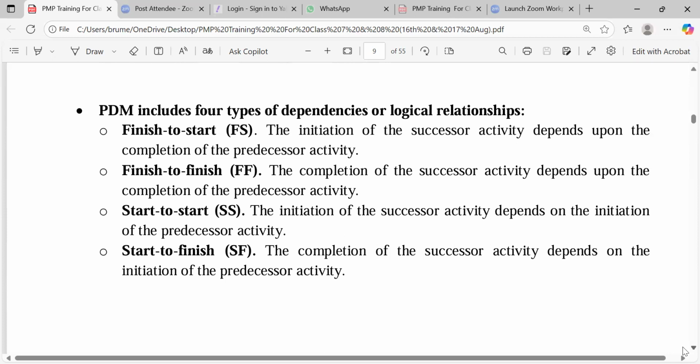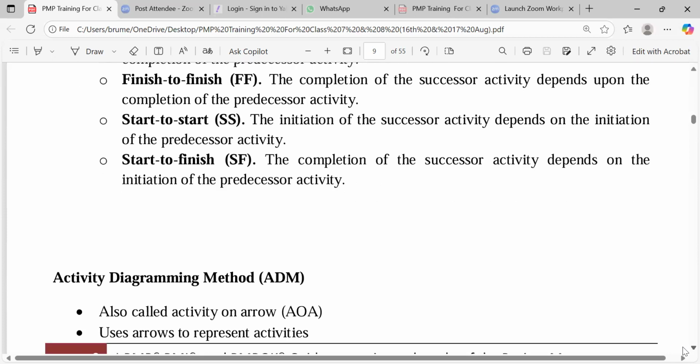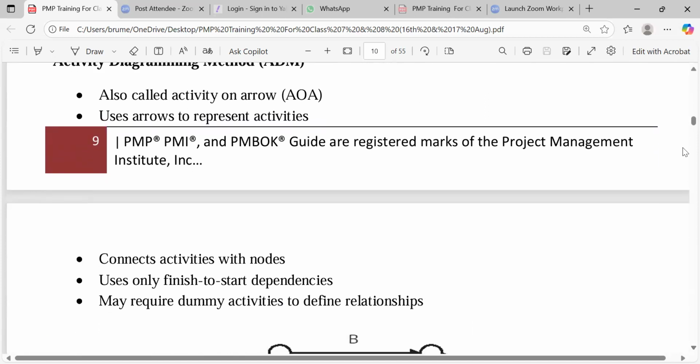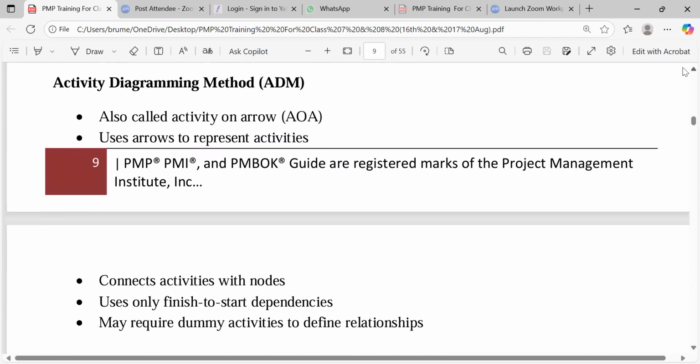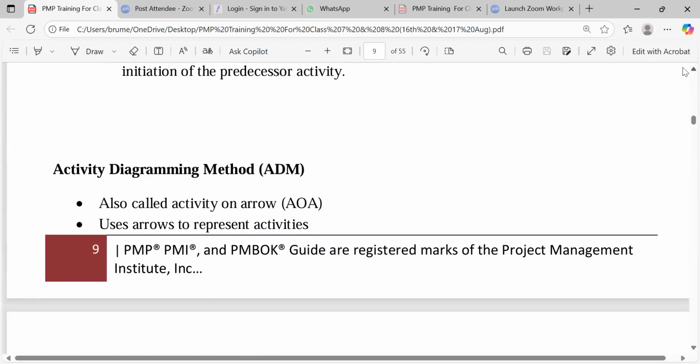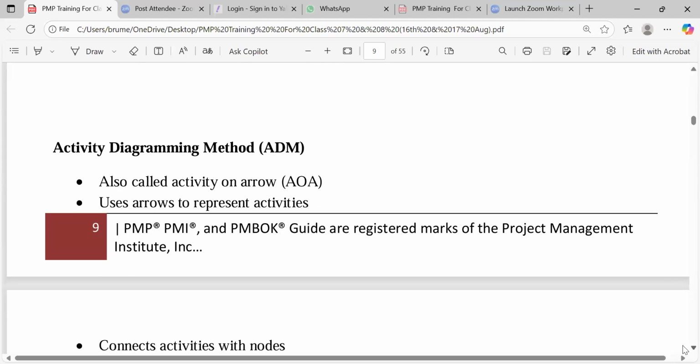Now, there are things we use in considering that. It is called the lead and the lag. Before that, let me show us another network diagram. We have two network diagrams. We have checked the precedence diagramming method. We want to check the activity diagramming method now. They are all the same.